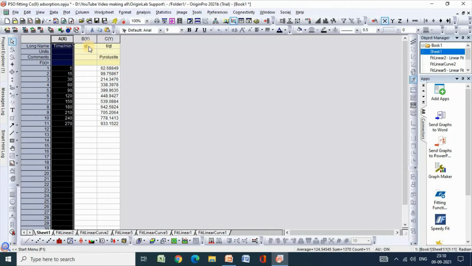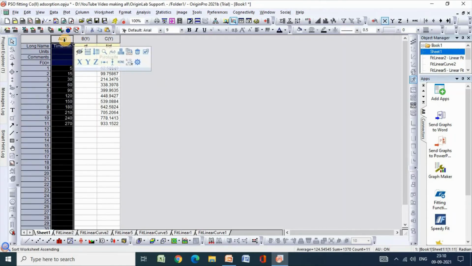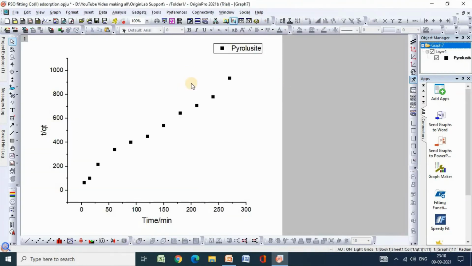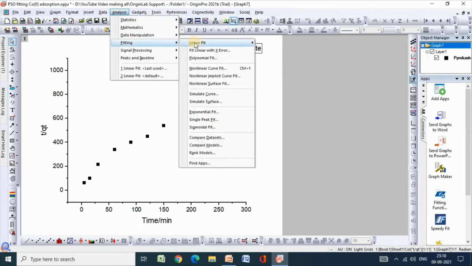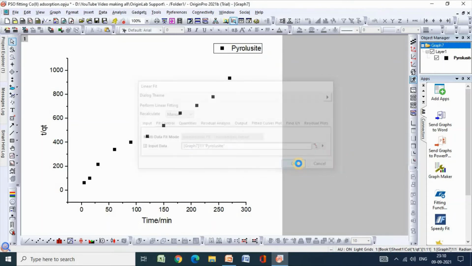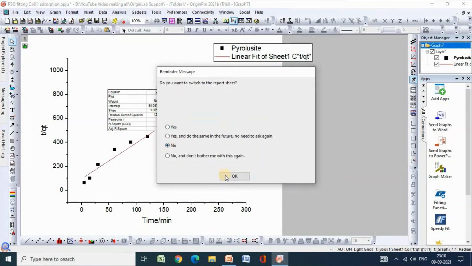So I have taken time per minute, and you need to put Qt, then convert to t divided by Qt, then click this and select these two, then click plot, then click scatter, then go to analysis, fitting, linear fit, then open dialog, then click OK. Then OK.